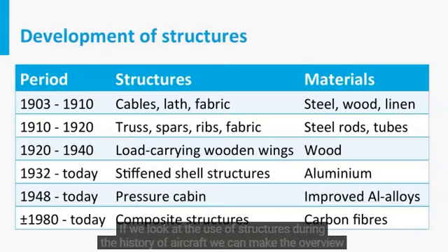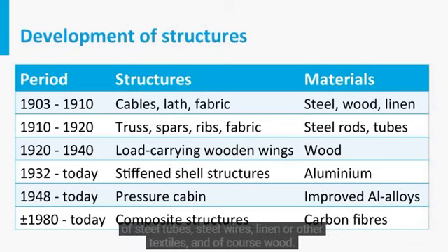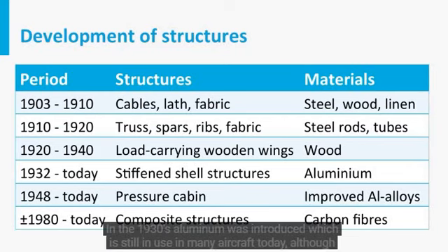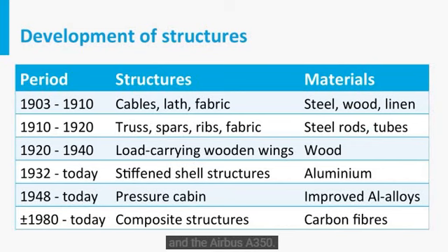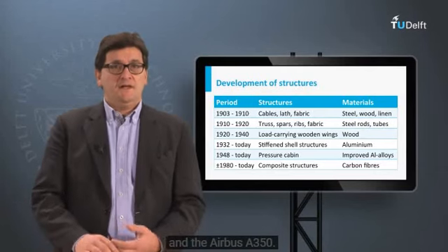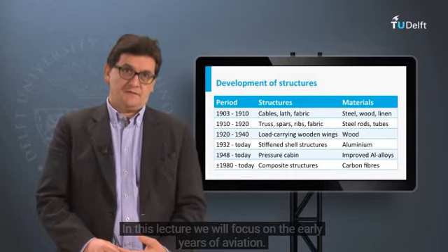If we look at the use of structures during the history of aircraft, we can make the overview as presented in this table. In the early times, aircraft had truss structures and wooden wings. These structures were made of steel tubes, steel wires, linen or other textiles, and of course wood. In the 1930s, aluminum was introduced, which is still in use in many aircraft today, although a new era has emerged by the introduction of composite aircraft, like the Boeing 787 and the Airbus 350. In this lecture, we will focus on the early years of aviation.